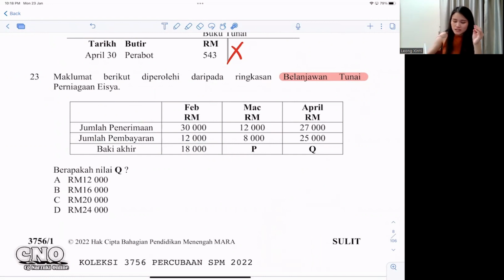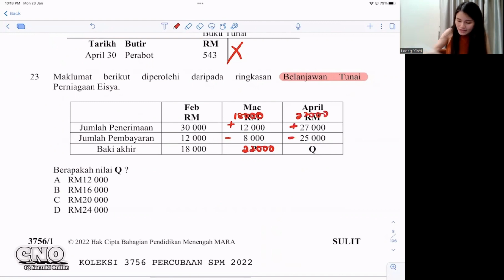So many of you actually take this to minus this and to get P. This to minus this to get Q. Wrong, guys. Baki AQ is technically Baki awal of your March. So means that 18,000 will plus with 12,000 minus 8,000. So you would get what? 18,000 plus 12,000 minus 8,000. You get the 22,000 here for P, or 22,000 will be brought into A to add and then minus. That's a 24,000. Answer is D.